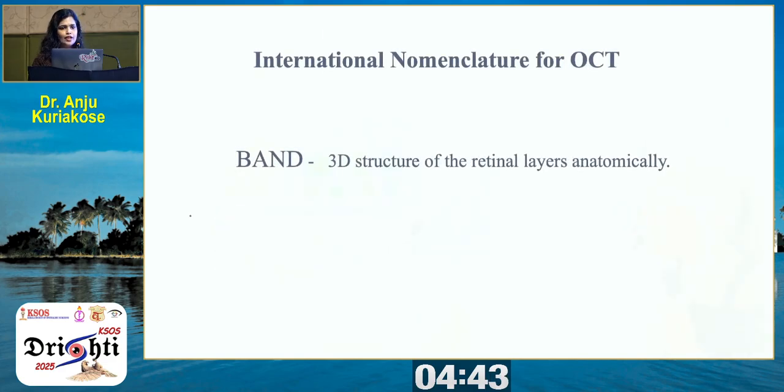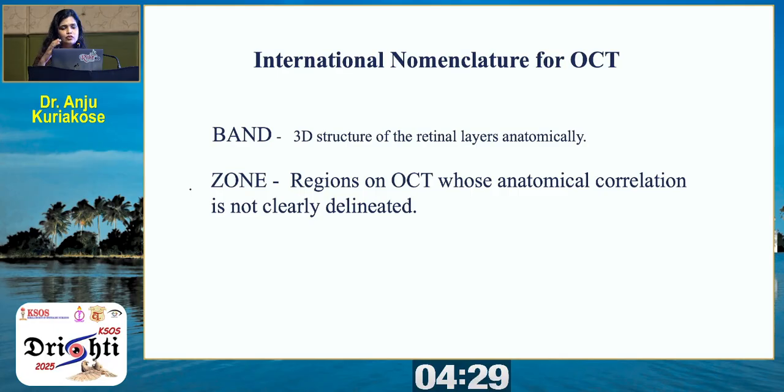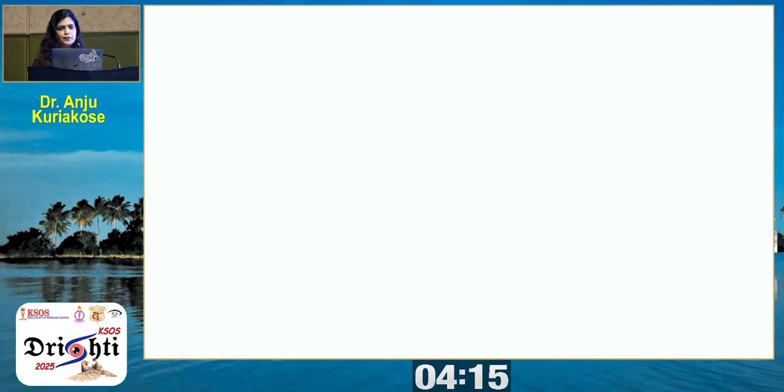Next, how do we analyze it? We need to know the nomenclature of OCT. What words do we use to describe it? First is band, that is a 3D structure which is defined anatomically. Next is zone. When the anatomical correlation is not clearly delineated, it is called a zone. Next is the RPE-Bruch complex, one of the layers described as a zone as they are inseparable owing to the interdigitations.